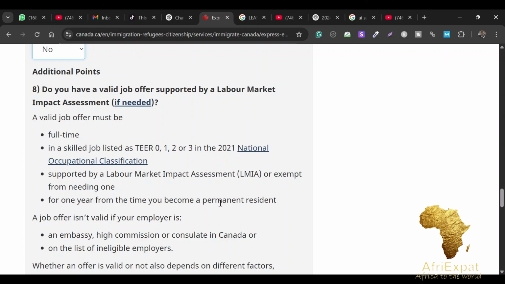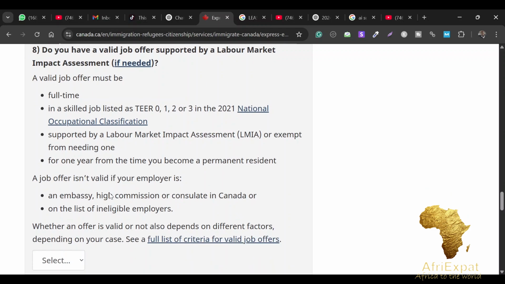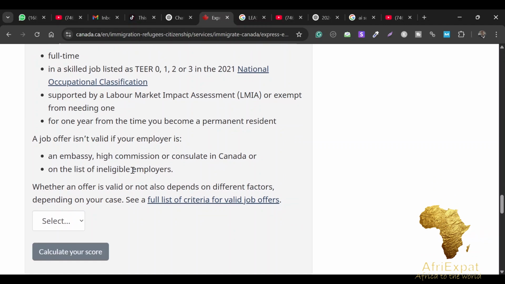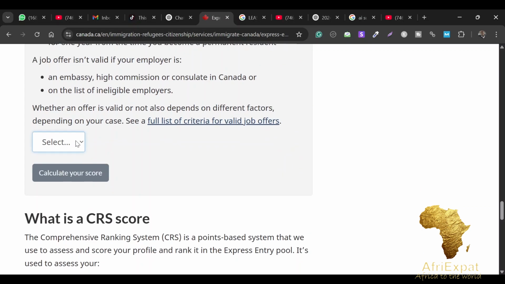So meaning that the job has to be valid for at least 1 year, even after you landed in Canada as a PR. So a job offer of about 6 months, 4, 5 months, or 11 months does not count. It has to be at least 12 months after you've landed in Canada. And also the job offer will not be considered to be valid if it is issued by an employer who is an embassy or a high commission or consulate in Canada, or if the job offer is from the list of ineligible employers. So you can click on this link to find more about the job offers. So here I'll be clicking no.